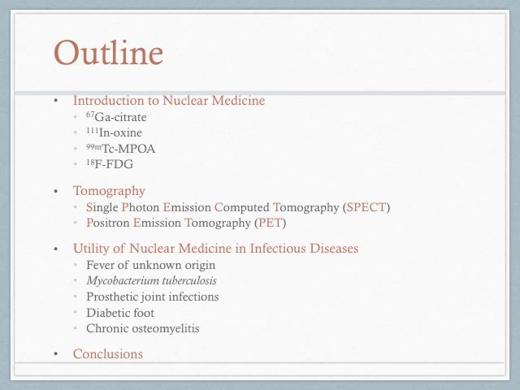So here's an outline of what I'm going to speak to you about. First, I'll give you a little introduction to nuclear medicine and the different radionuclides that are used, followed by the imaging techniques or tomography, SPECT, and PET scans. And then I'll present some data, some papers showing the utility of nuclear medicine in infectious diseases. I'll specifically go over FUO, tuberculosis, prosthetic joint infection, diabetic foot, and chronic osteo. And then I'll hopefully summarize and give you some conclusions on when you might consider using these studies.